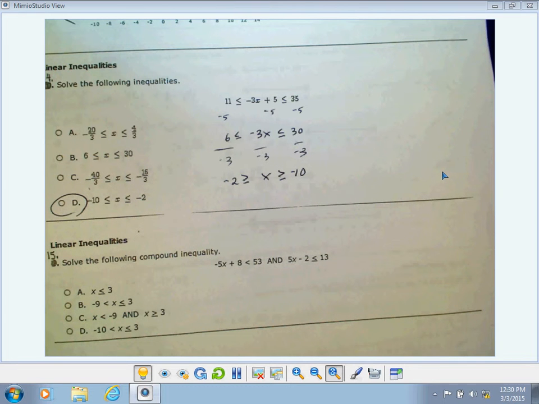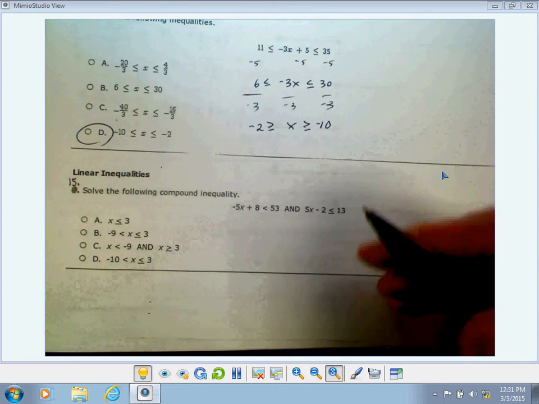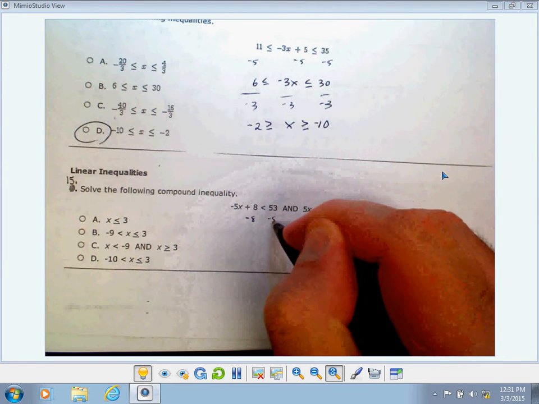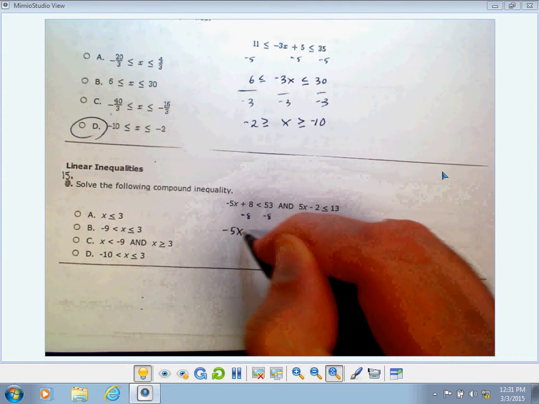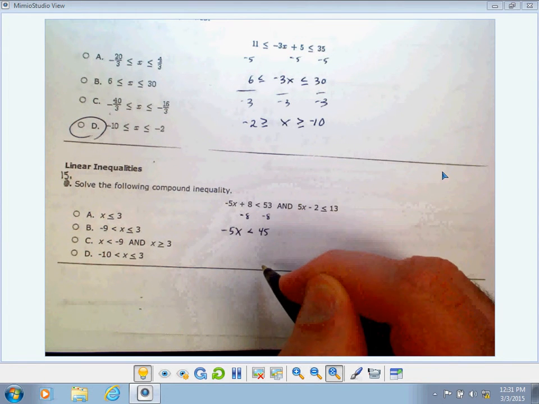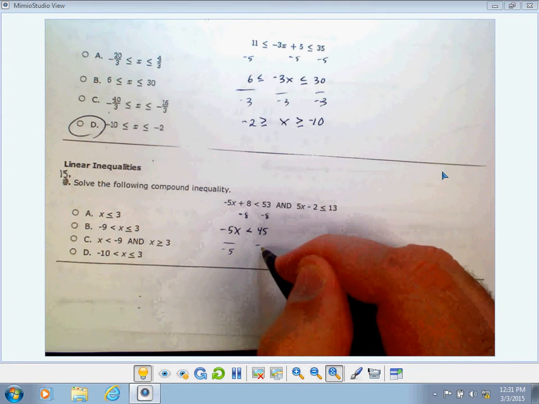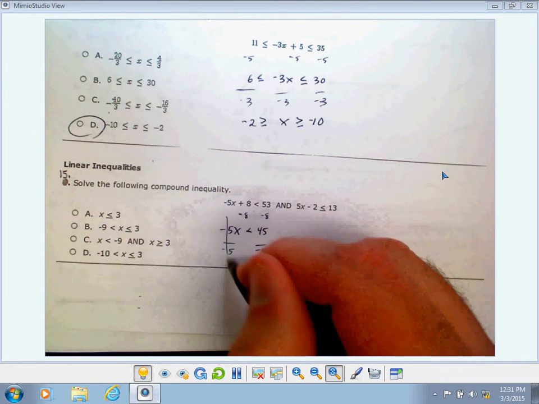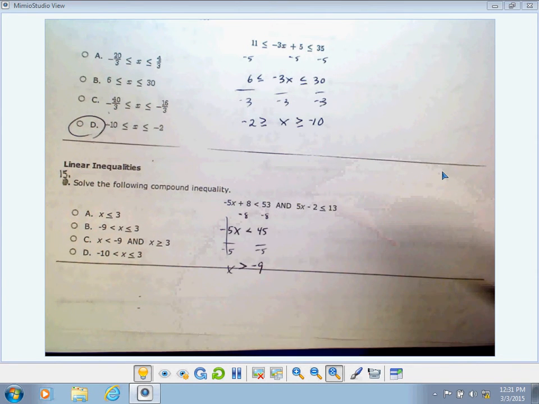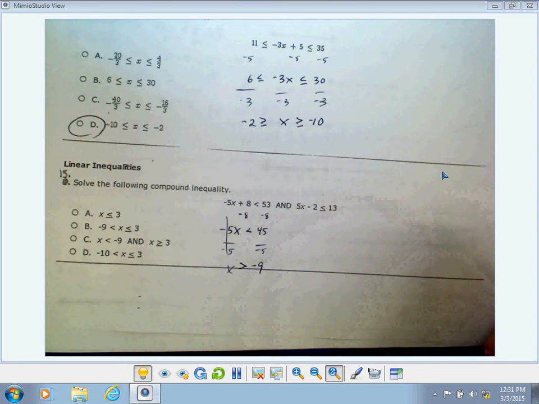Okay, last one. So once again, we're solving a compound inequality, and we're going to separate it into 2 separate problems. So I'm going to subtract 8 from both sides of this one. That's -5x less than 45. And then I'm going to divide both sides by -5. And that's going to cause, again, the symbol to flip around and us to have -9. So part of it is greater than -9.